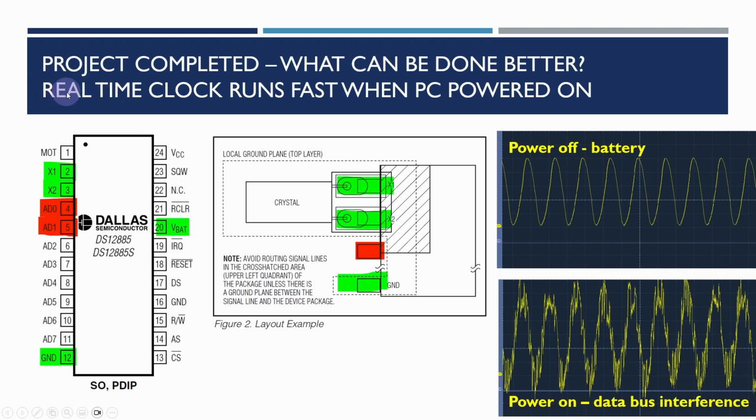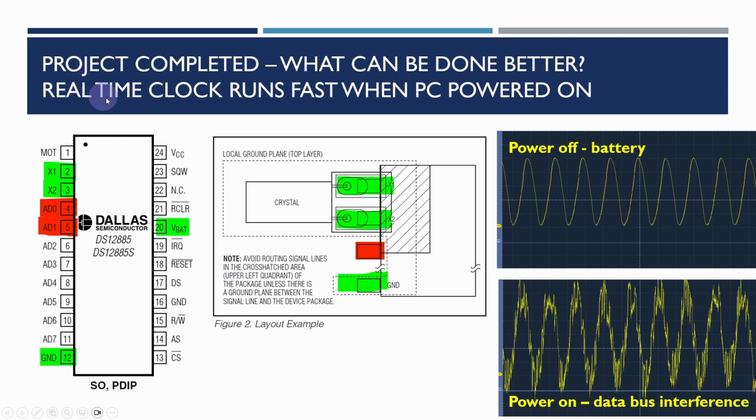The real-time clock keeps time when the PC's powered off, so it'll actually maintain time over 24 hours, from one day to the next. But when the PC is actually running, the clock runs fast. Say over a 5-minute period, the PC clock might show 6 or 7 minutes.